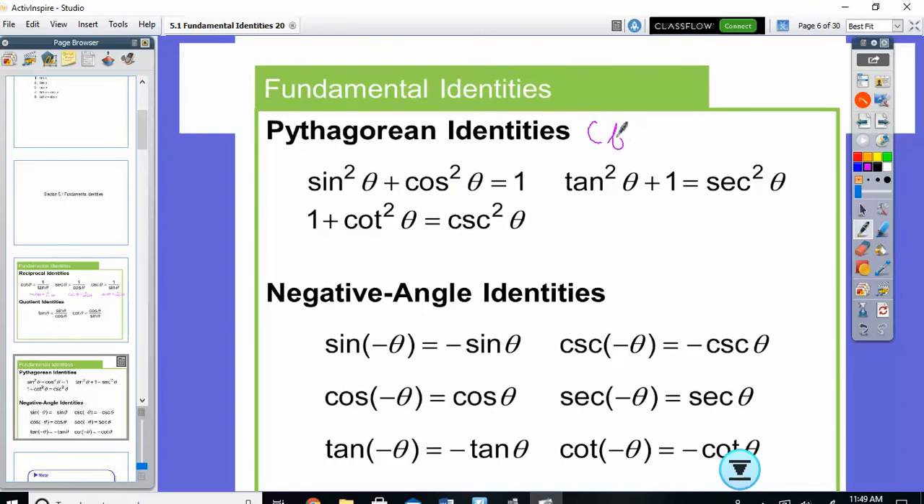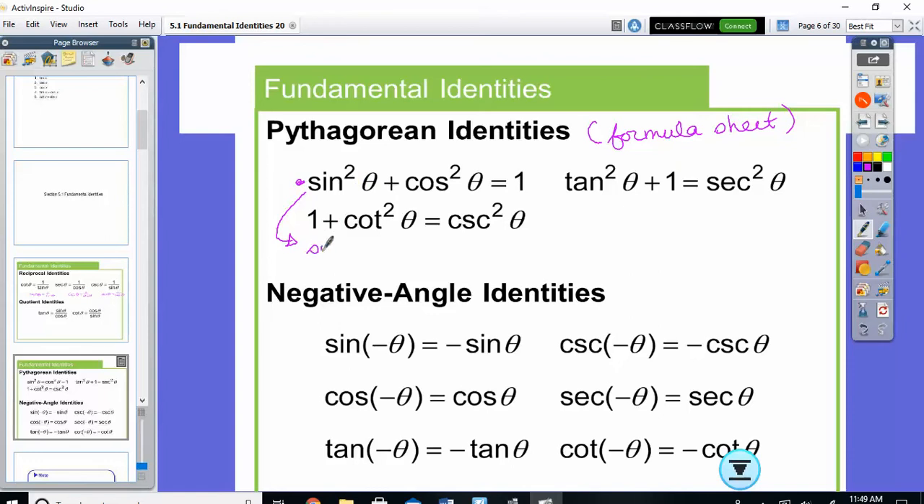Pythagorean identities, these are on the formula sheet, so those are given. You don't have to memorize them. However, we can use variations of these as well. Sine squared plus cosine squared equals 1. We've used that one before, but it may not always look like that.